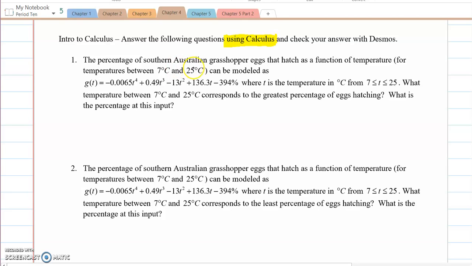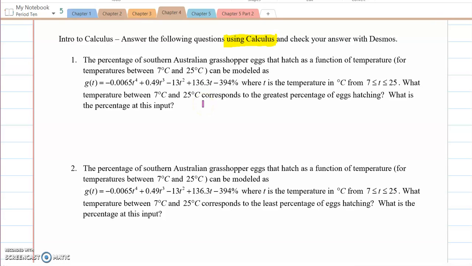The percentage of southern Australian grasshopper eggs that hatch is a function of temperature, for temperatures between 7 degrees Celsius and 25 degrees Celsius, and can be modeled by G, where T is the temperature in degrees Celsius from 7 less than or equal to T less than or equal to 25. What temperature between 7 degrees Celsius and 25 degrees Celsius corresponds to the greatest percentage of eggs hatching? What is the percentage at this input?